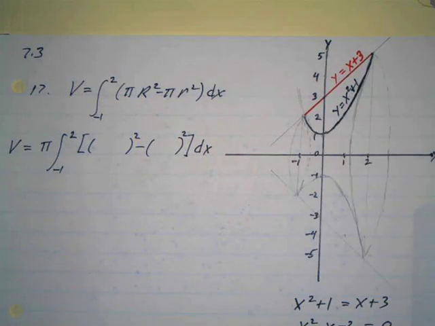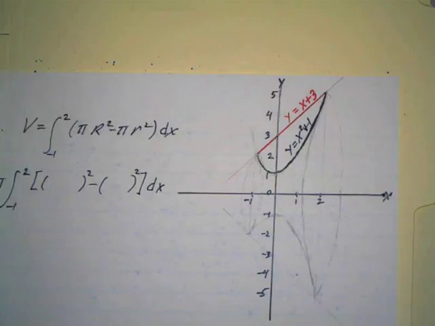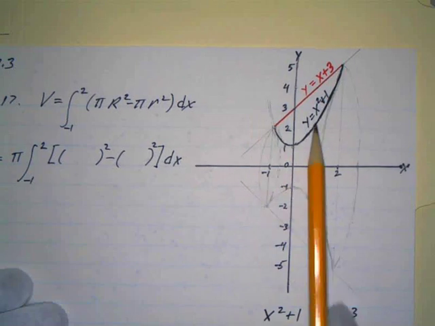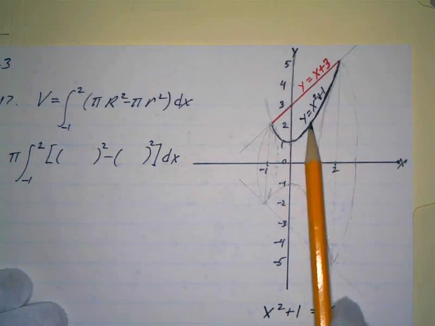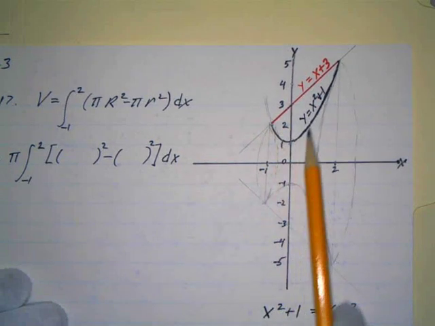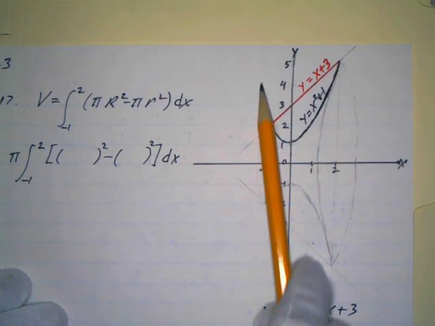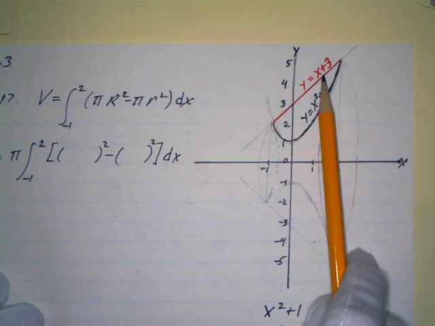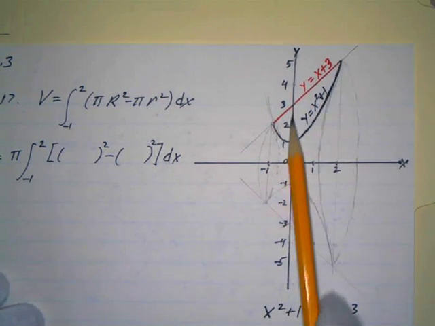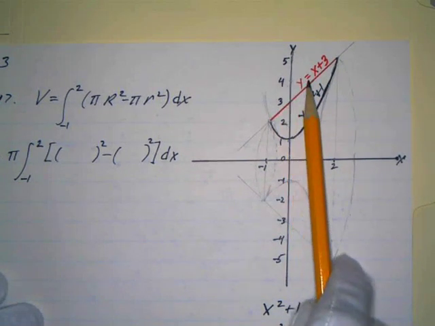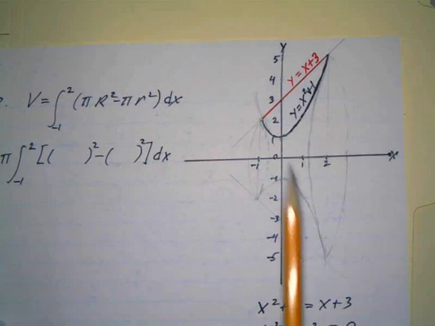Okay, now if we look at this, this is my parabola, and it's just x squared plus 1, so it's just shifted up 1, and it's a standard parabola. And this is the line y equals x plus 3. That just means that the intercept is 3 and the slope is 1, so I go up 1 over 1, up 1 over 1. So these are the two curves.